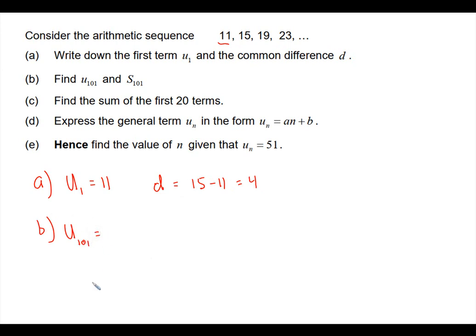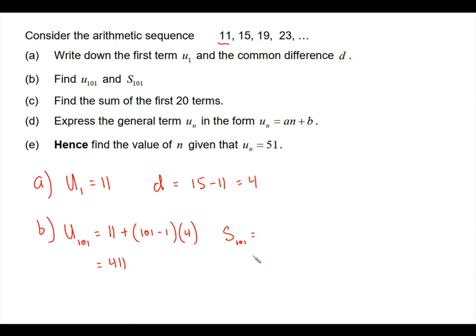So I'm going to use the nth term formula, right? So the formula says I take the first term plus n, which is 101, minus 1 times d, which we know is 4. So you put all this in the calculator. It turns out it's going to be 411. Okay? And then we also need to find the sum of the 101 terms.